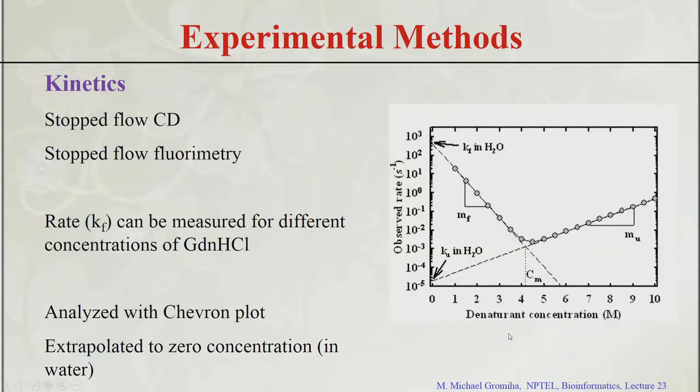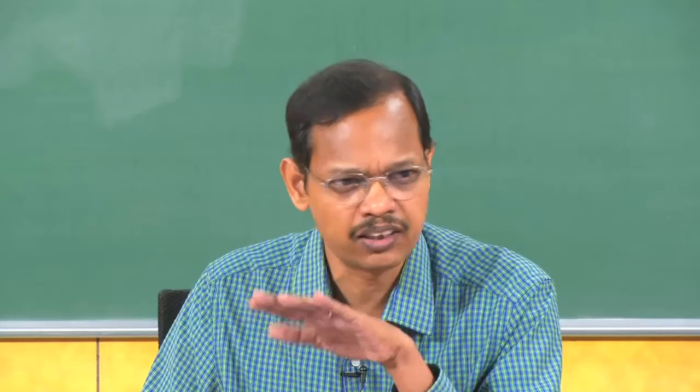There are various methods to get this folding rate, mainly stopped-flow CD and fluorimetry. This will give you the rate at different concentrations. For example, here on the x axis we give the different concentrations of guanidine hydrochloride, and on the y axis we show the observed rate. You can see the concentrations up to 10 molar, and this is the folding region and this is the unfolding region, and we extrapolate to 0 concentration to get the folding rate or unfolding rate, because we need uniform data for different proteins and mutants.